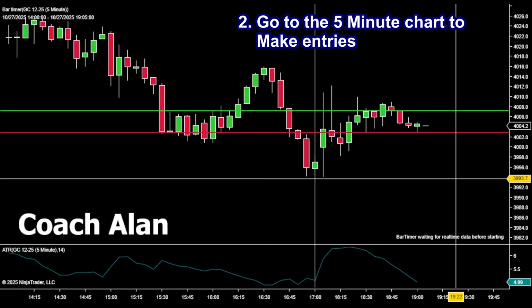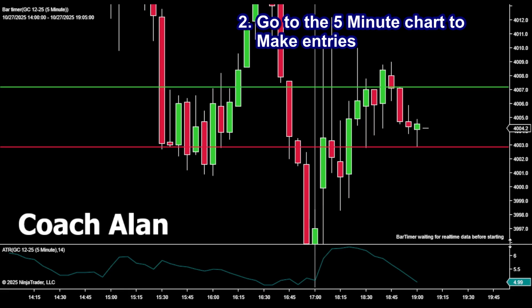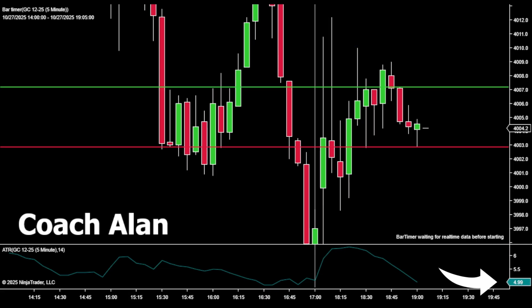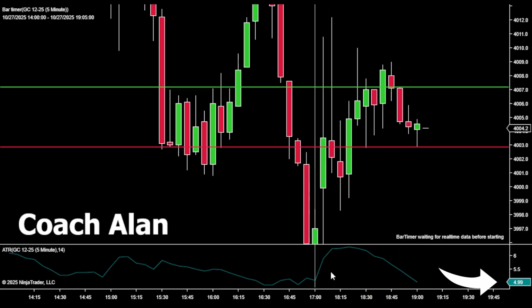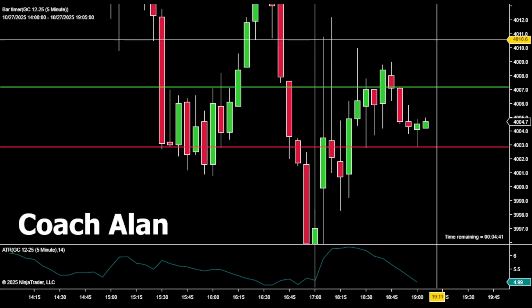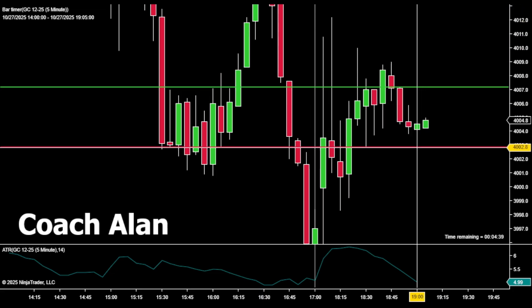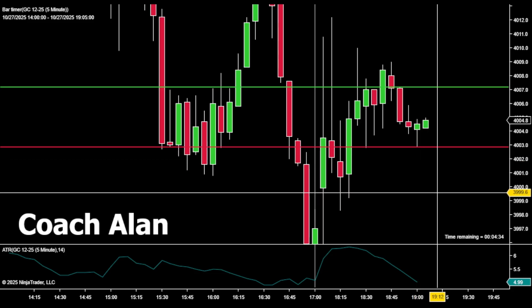All right, so now we're on the 5-minute chart. Let's zoom in again. If we look right here, ATR, it's 49. Pretty good. So I'm going to go for 40 ticks. So what I'm looking for is a break above the high for me to make an entry and go long to go up, or a break below the low for me to make an entry to sell and go short.